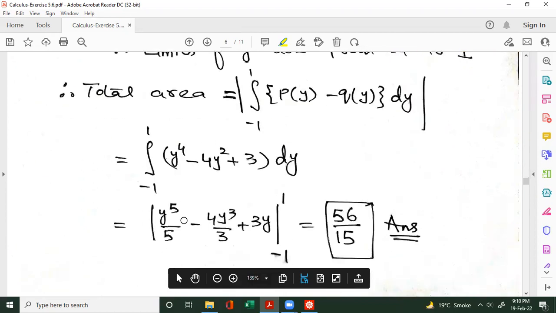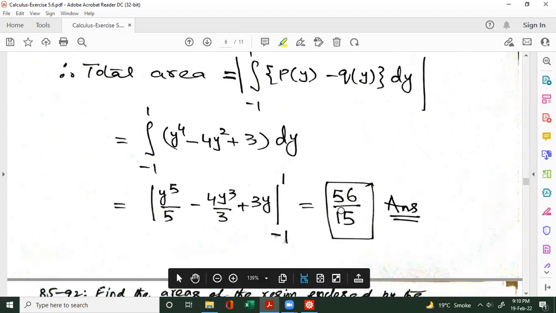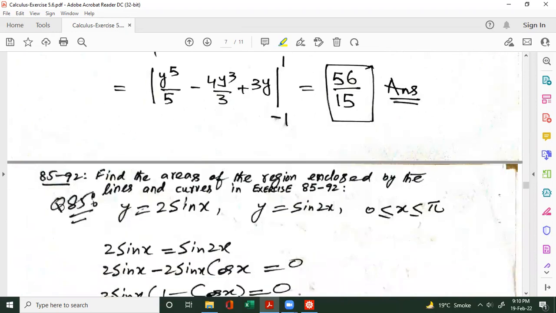Okay, integrate the curve. Hopefully you will do the integration. So at the end, the answer is 56/15. You can also confirm it with the help of Mathematica as well as manually check it. Now the next question is question number 85 to 92. Find the area of the region enclosed by the lines and the curves in exercises 85 to 92.